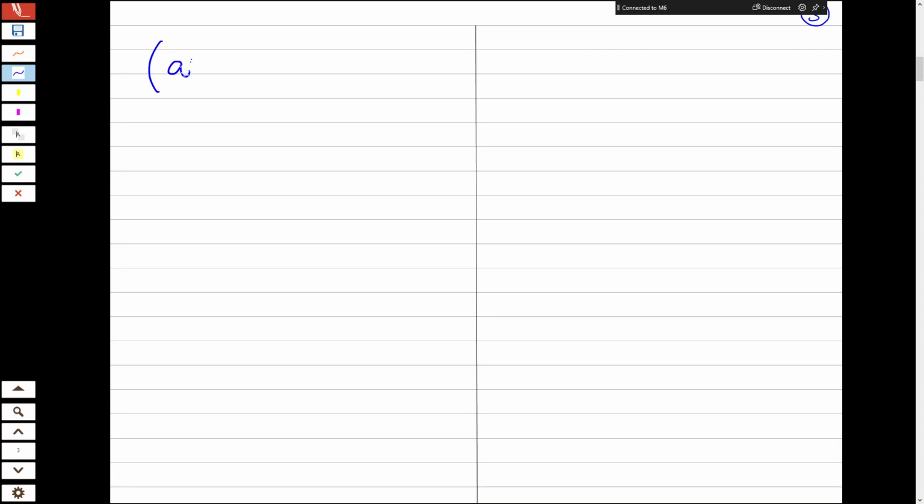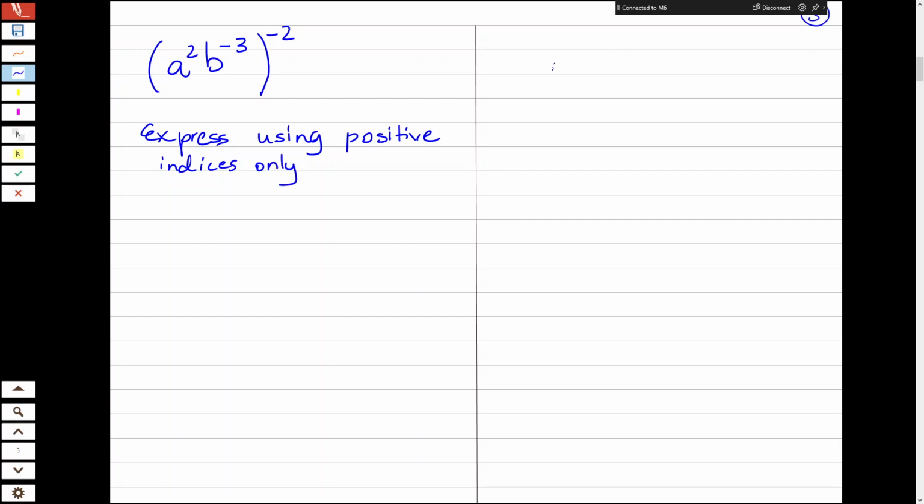So let's say I have something like this. And I say, express this using positive indices only. So I'll remind you of the relevant index laws. We just looked at this one. And there's also this one as well. What can I simplify this to? Look at the sheet if you forgot. A and B. Okay, sorry that I didn't go over that very well last week.